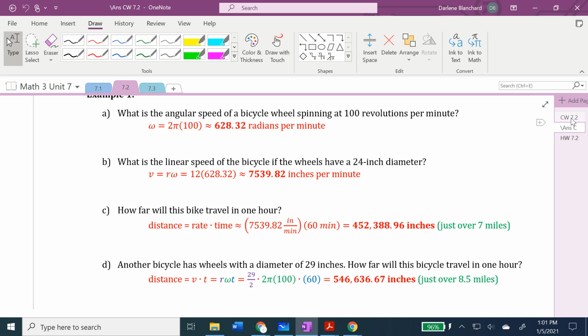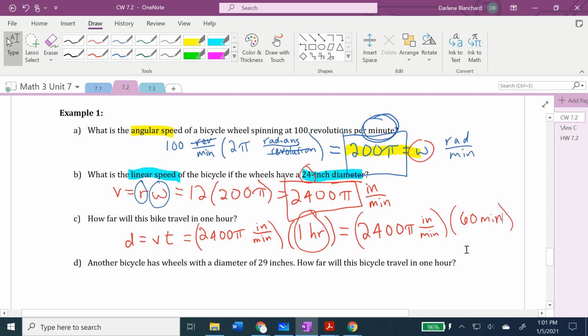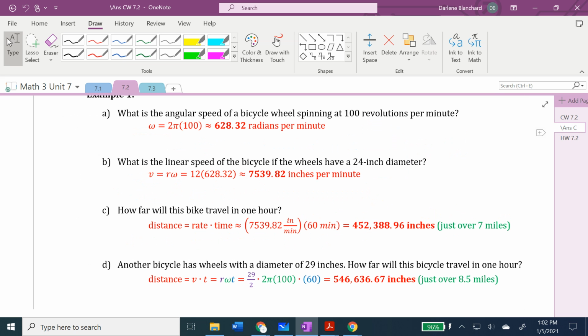Then for part C, I am trying to multiply 2400 times pi times 60. And that gives me a long number. Yes, right there. Let me highlight so you know what I'm pointing to.